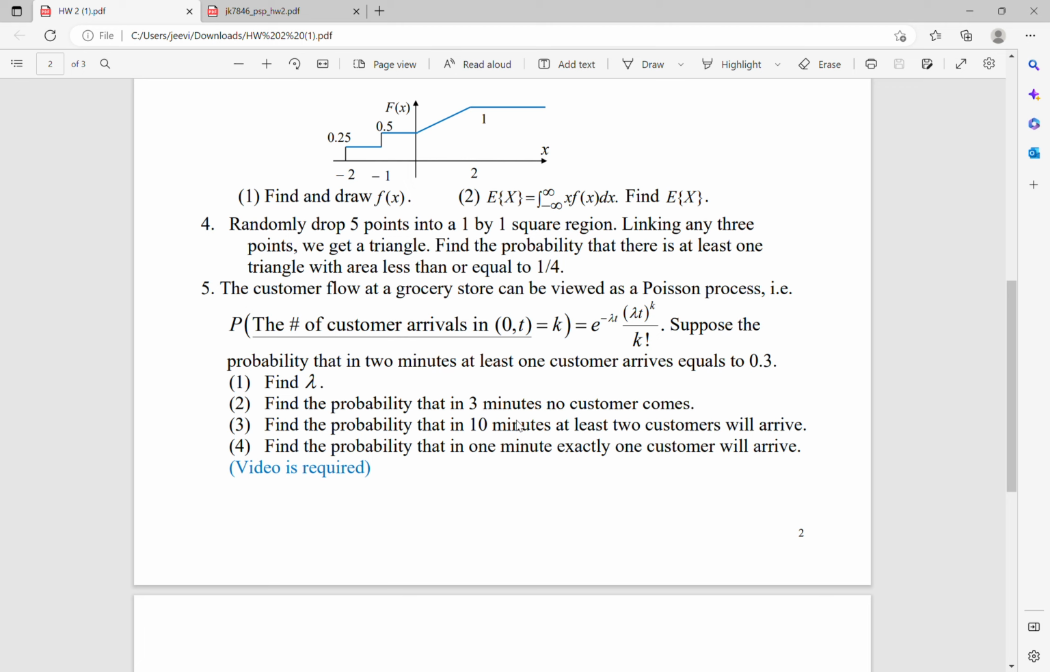Hello everyone, this is Jivika Kancharla and I'll be explaining the solving of question 5 of homework 2 of the course Probability and Stochastic Processes.